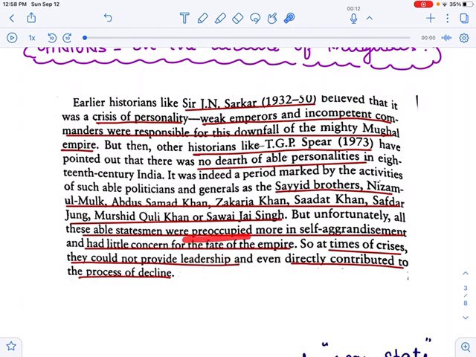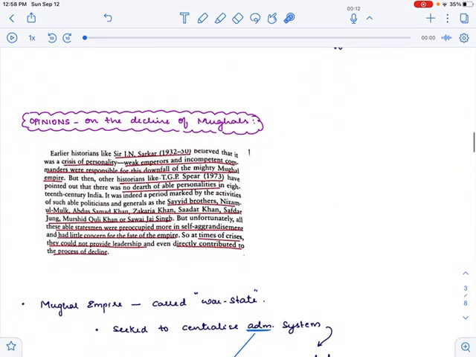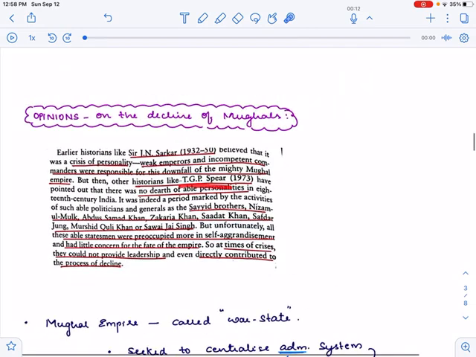In fact, he says that these capable rulers were more preoccupied with self-aggrandizement. That is, they were more focused on how to enhance their hegemony, how to enhance their domination within their own sphere of influence. And they were very little concerned about the fate of the empire. So he says this is the reason for the decline of the Mughals. So these are the two ideologies put forward by these two historians.